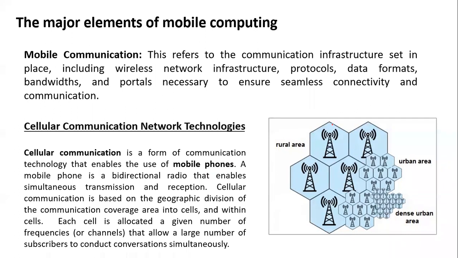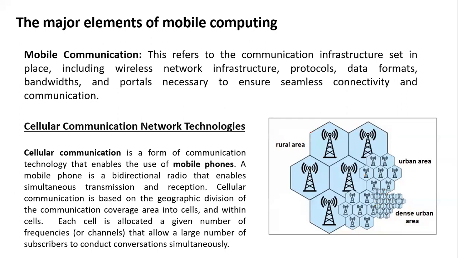Each hexagon is a cell, and the tower covers it. So in rural areas, the size of the cell will be large. In urban areas, you can see there are a high number of towers and the cell size is small, because in a small area there will be a large number of users. The reason the cell is large in rural areas is that there are fewer people there, so fewer connections go to a tower. But in urban areas there are many more people, so more connections go to one tower, and the cell size has to be made smaller. In dense urban areas, where the population is very high, the cell becomes even smaller.